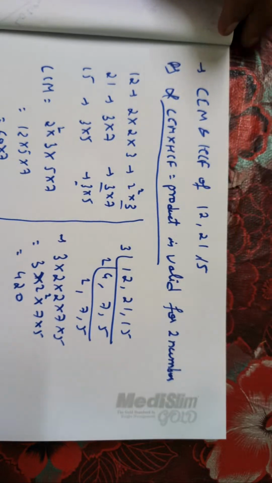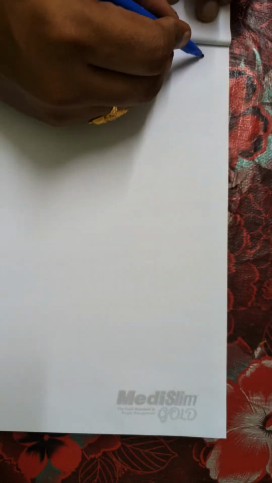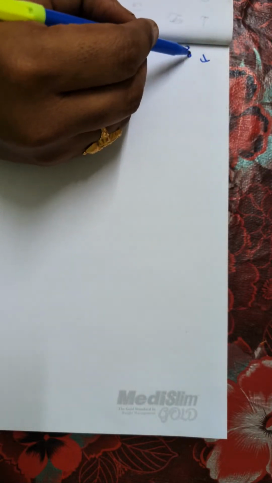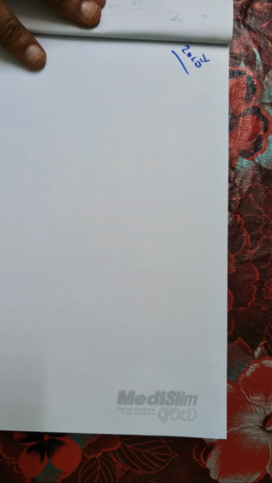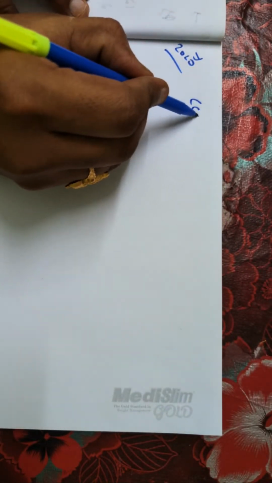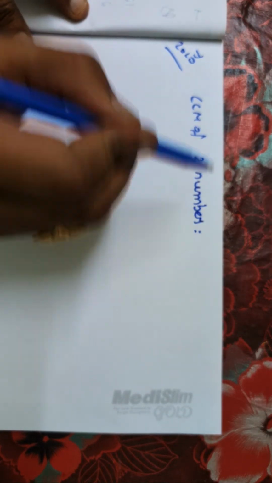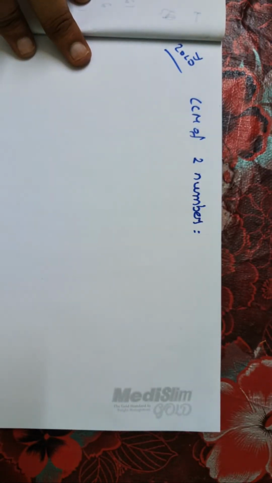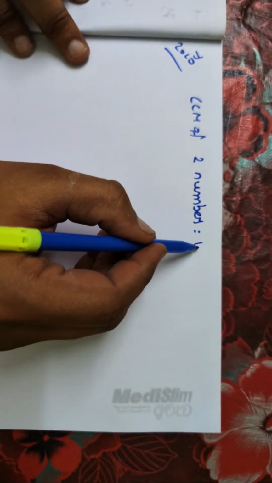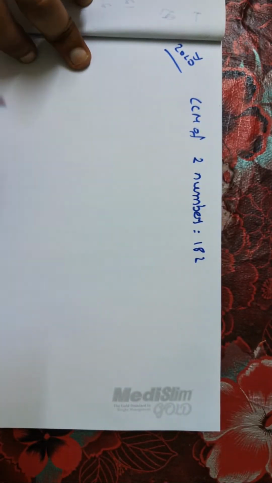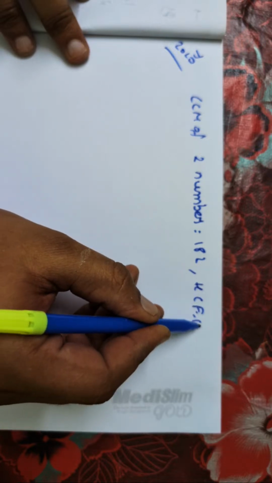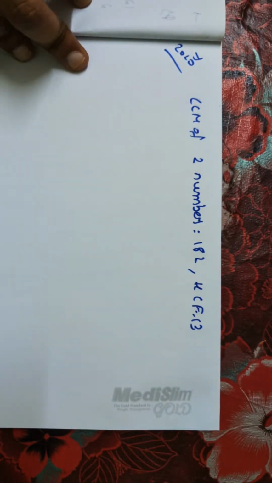Okay, so let's go to the next question. Again, in 2020 they have repeated the 2 numbers LCM and HCF question. They have mentioned the LCM of 2 numbers as 182, the HCF is 13, and one number is 26. Find the other.